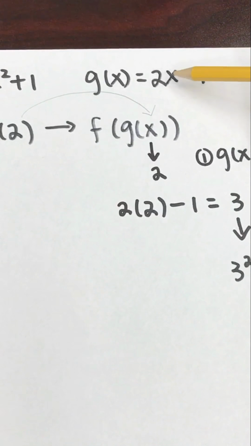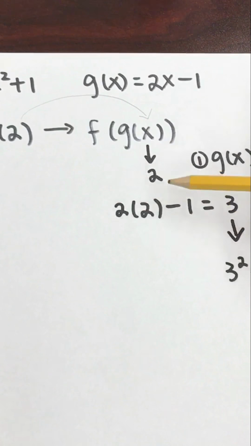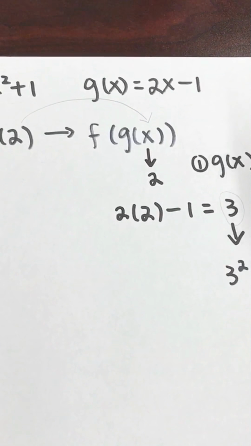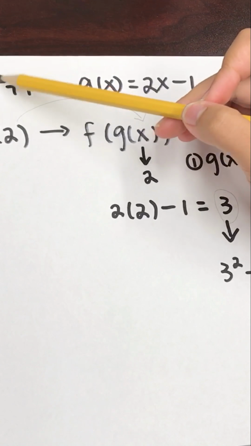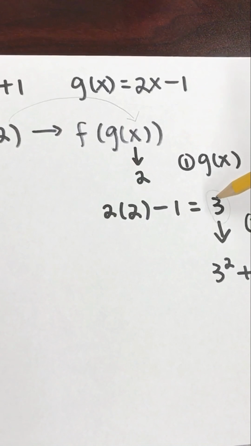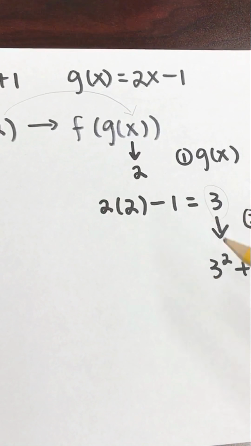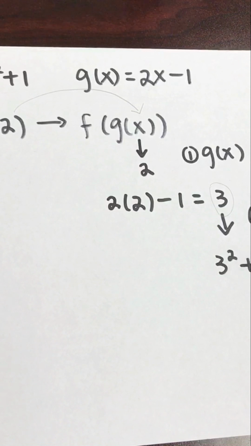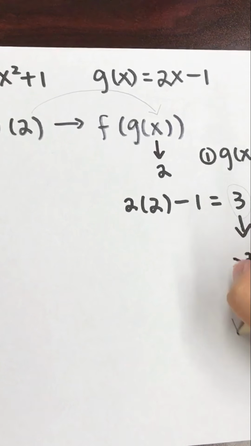So g of x is 2x minus 1, so you put 2, so 2 times 2 minus 1 will be 3. And that is what you're going to plug into the next function. So f of x is x squared plus 1. This number 3 will give you the value of x, so you plug it into the equation. So you will have 3 squared plus 1, which is equal to 10. And 10 will give you the answer, so it is D.